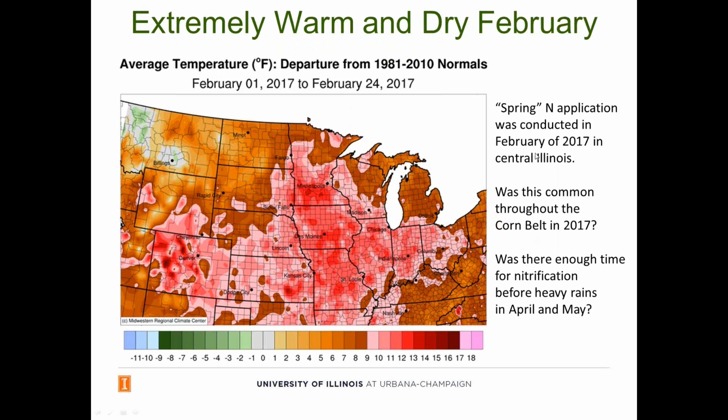And I wonder, was this common throughout the Corn Belt? I mean, we can see that the high temperatures were in February, but I don't know if that was common across the Corn Belt to put spring N on that early that year. We did end up with the largest hypoxic zone that year because we had very heavy rains in April and May, and the LSU group that looks at the hypoxic zone predicted a very large hypoxic zone because of that large load that was going down the Mississippi River at the time.